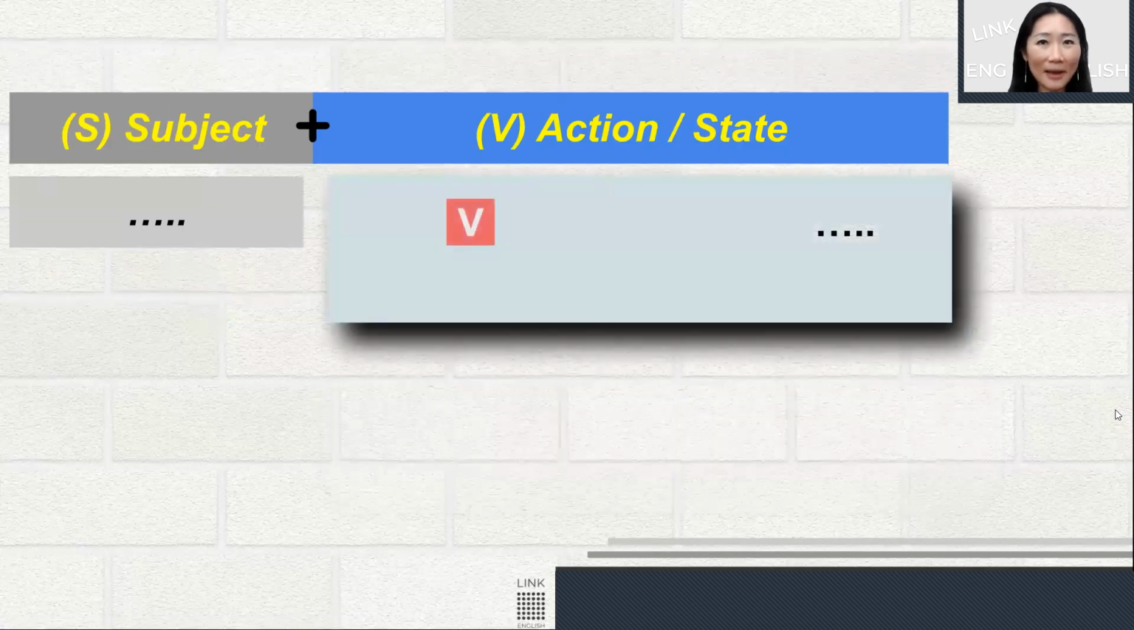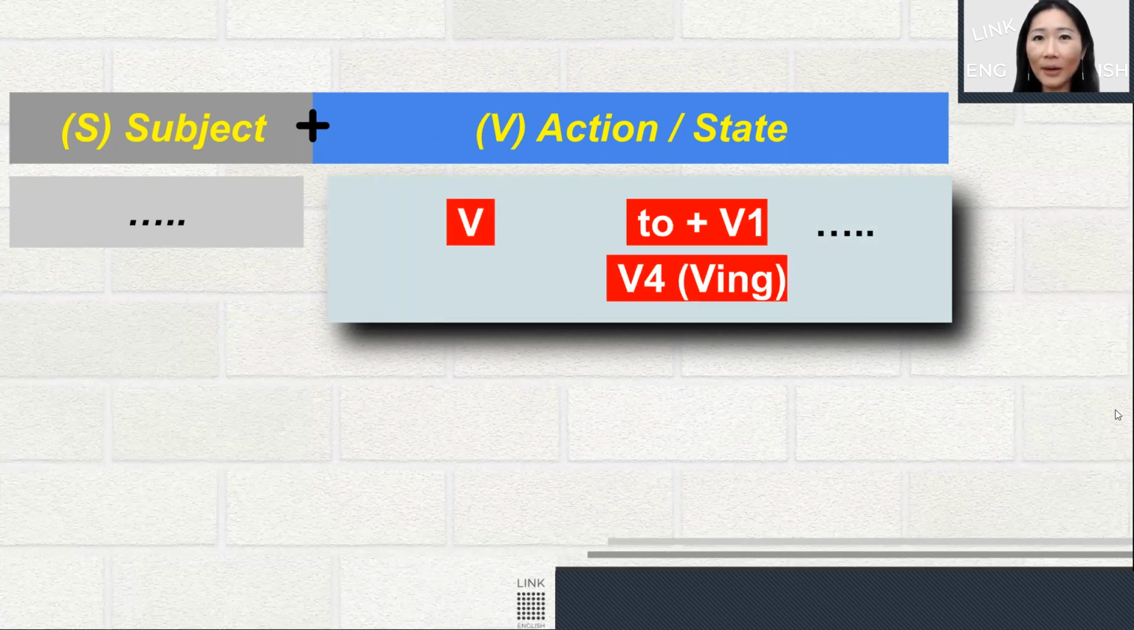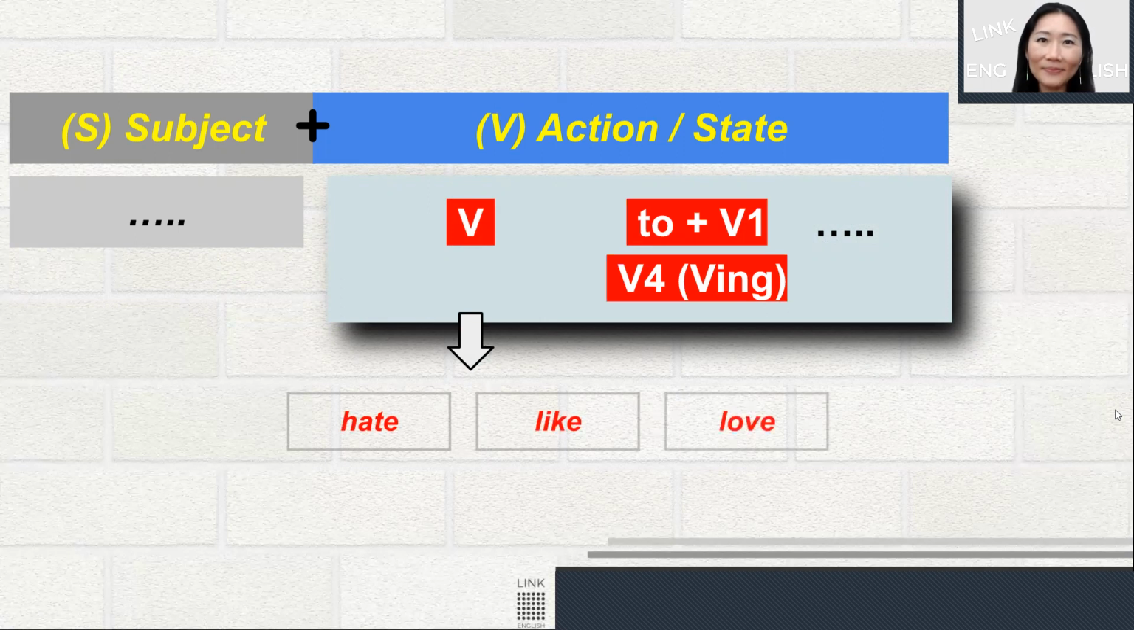Verbs of this type, remember, can be followed by the second verb with these two possible forms, to V1 or V4. But there's a little bit of difference between American English and British English. Let me give you some more. Hate, like, love. You can see these verbs describe our likes or dislikes.